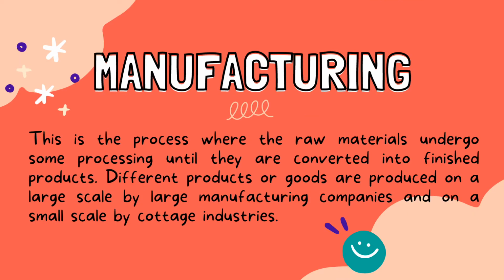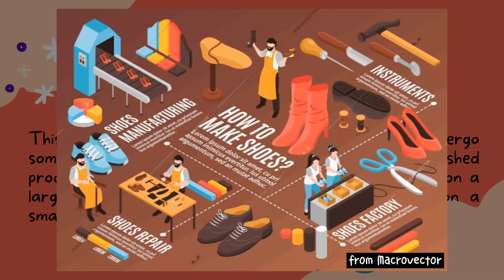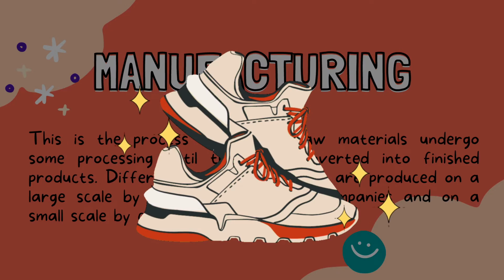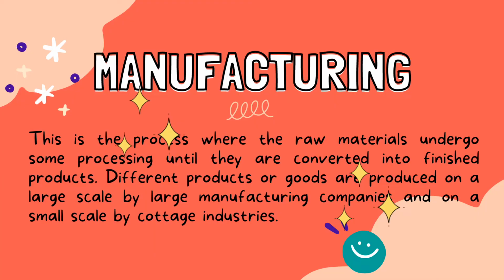Let us first define manufacturing. Manufacturing is the process where the raw materials undergo some processing until they are converted into finished products. Different products or goods are produced on a large scale by large manufacturing companies and on a small scale by cottage industries.